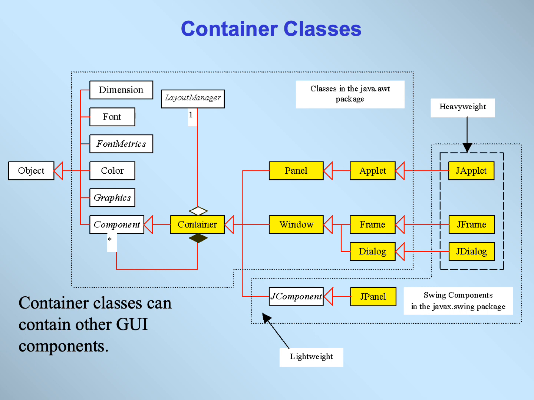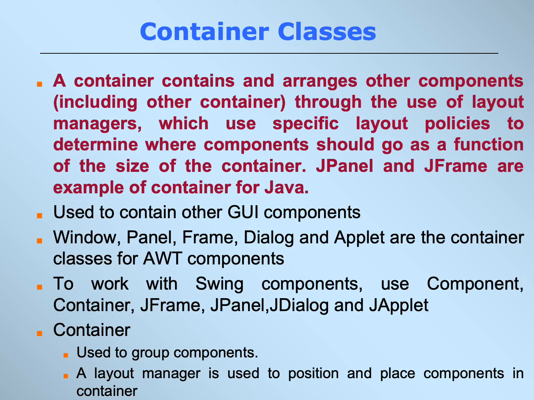Here is the hierarchy of the container classes. Container classes can contain other GUI components. For example, inside JFrame, we can have a panel within it. A container contains and arranges other components, including other containers, through the use of layout managers, which use specific layout policies to determine where components should go as a function of the size of the container. JPanel and JFrame are examples of containers in Java. They are used to contain other GUI components.